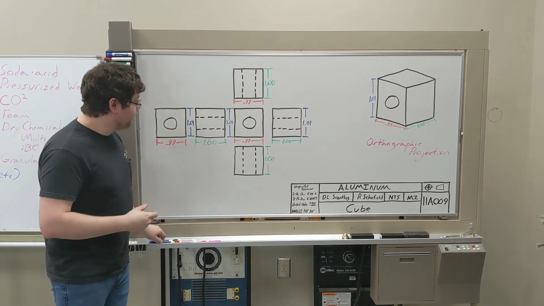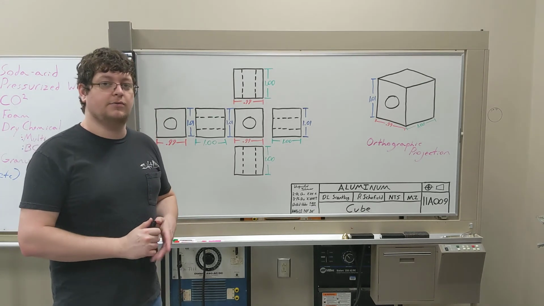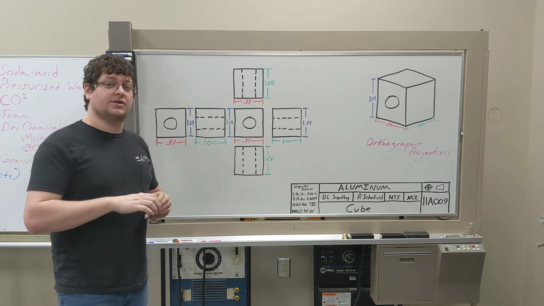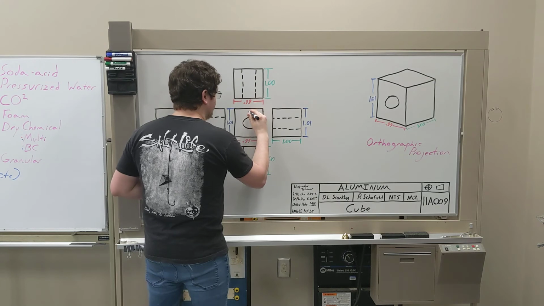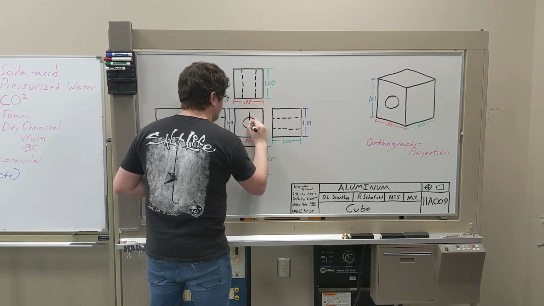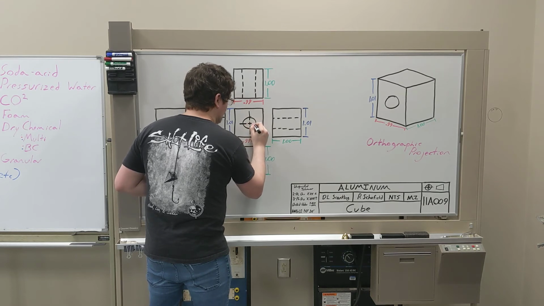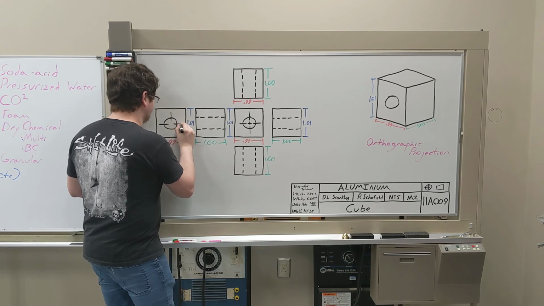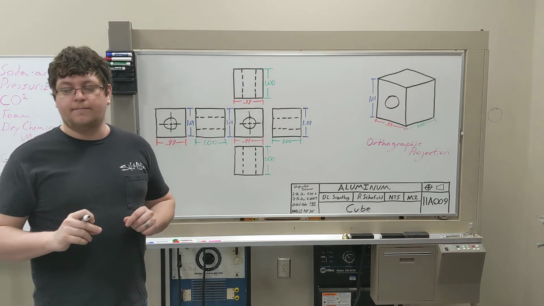Now, there's one other thing that I have skipped, one other line. And it's very important. We're working with a hole, we're working with a circle. Every circle needs to have a center line. Come over here. And you make sure I add in my center line, okay?